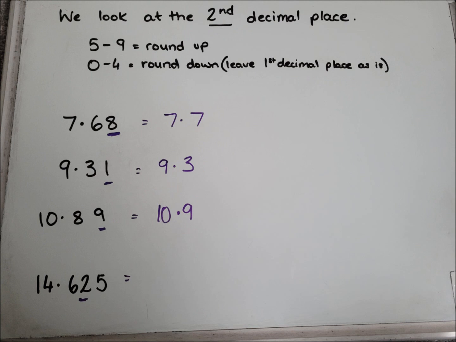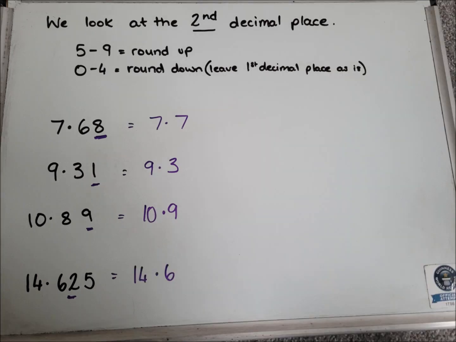The last one, be careful because we're still only looking at that second number. Even though there's 3 numbers after the decimal point, we're only focusing on that second number. So because it is a 2, we're going to just leave it as it is, and it becomes 14.6.